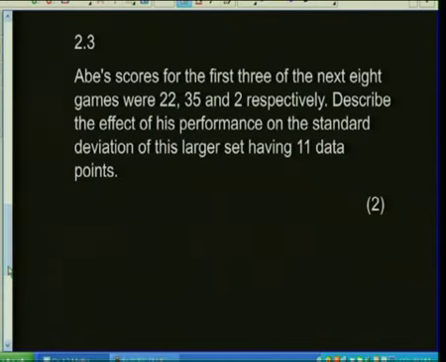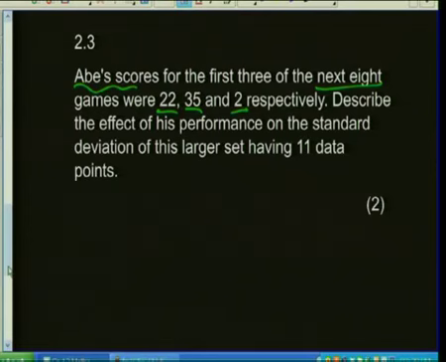Nice. 2.3. Now, it's the same problem as 1.1, 1.2, 1.3. Now, let's see. Abe's scores for the first 3 games of the next 8 games: for the next games, he scores 22, 35, and 2 respectively. So you play another 3 games from the same data, and you get 22 runs, 35 runs, and 2 runs. Describe the effect of his performance on the standard deviation for the 11 data set.